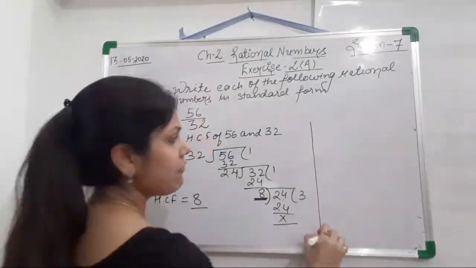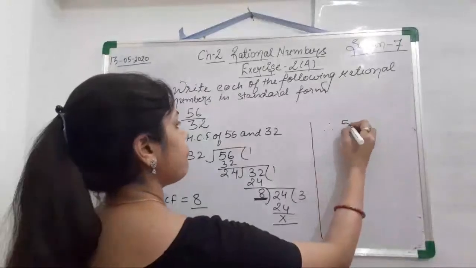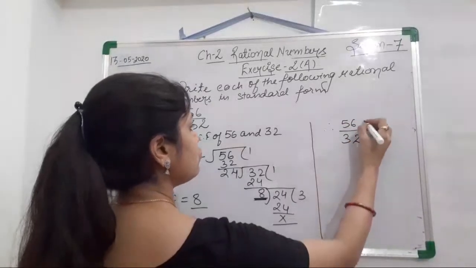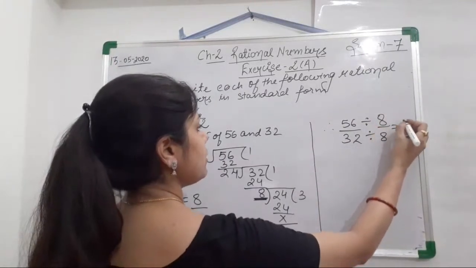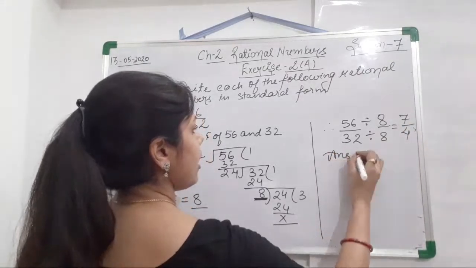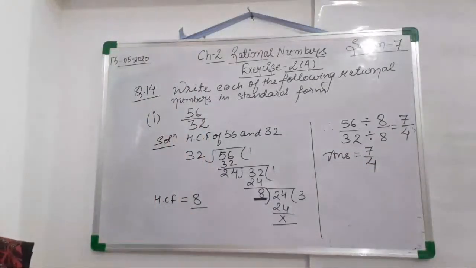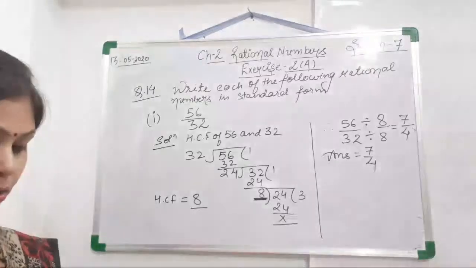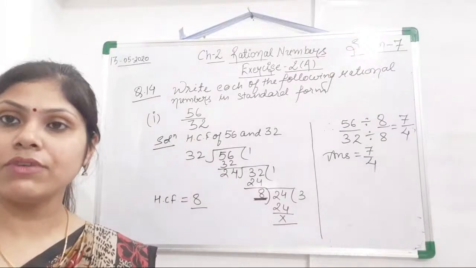Therefore, I don't have space here. That's why I am writing here. Therefore, 56 upon 32 divided by 8, what will you get? 8 sevens are 56, 8 fours are 32. So the answer is equal to 7 upon 4. So this will be your answer. Clear? Now, let me do the third question. Means whatever HCF comes, by that you will divide the numerator as well as the denominator.